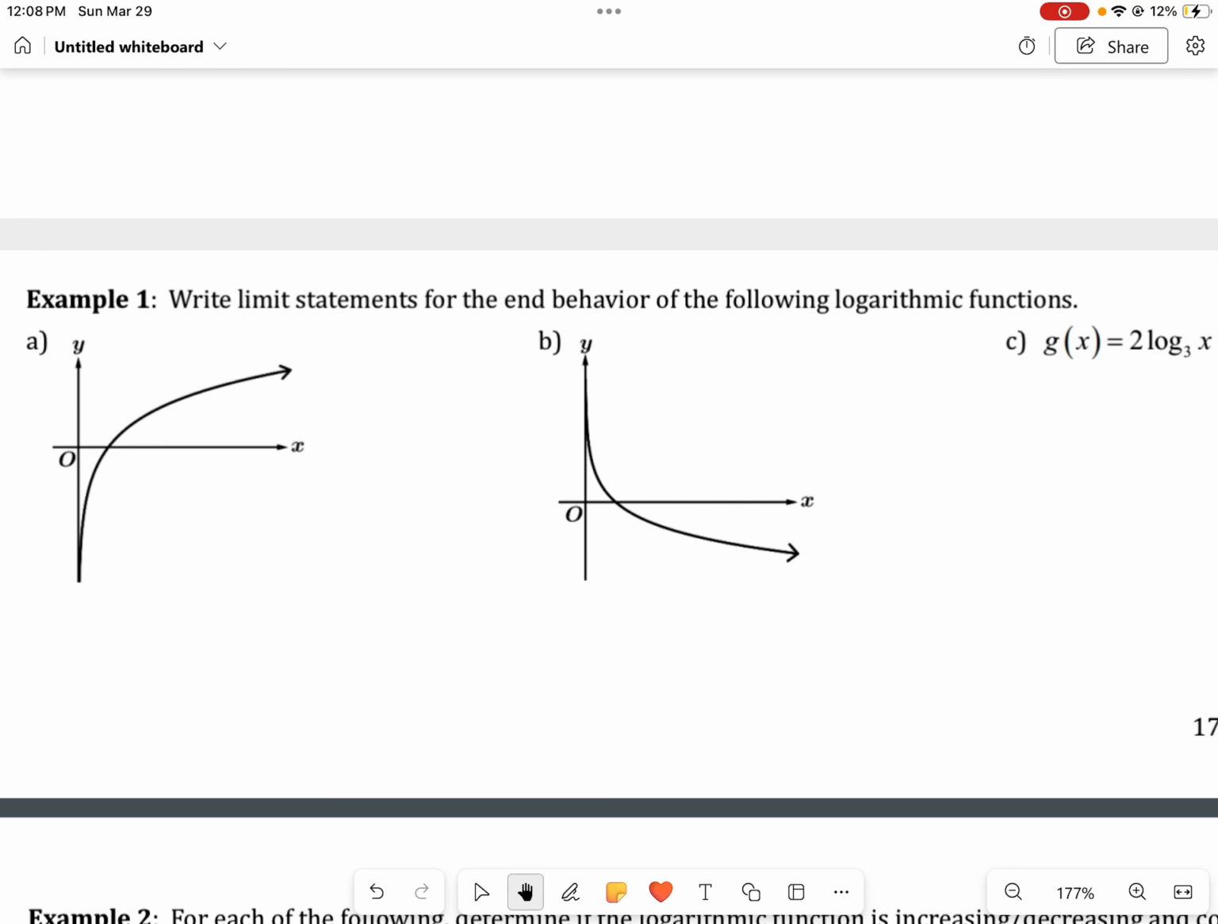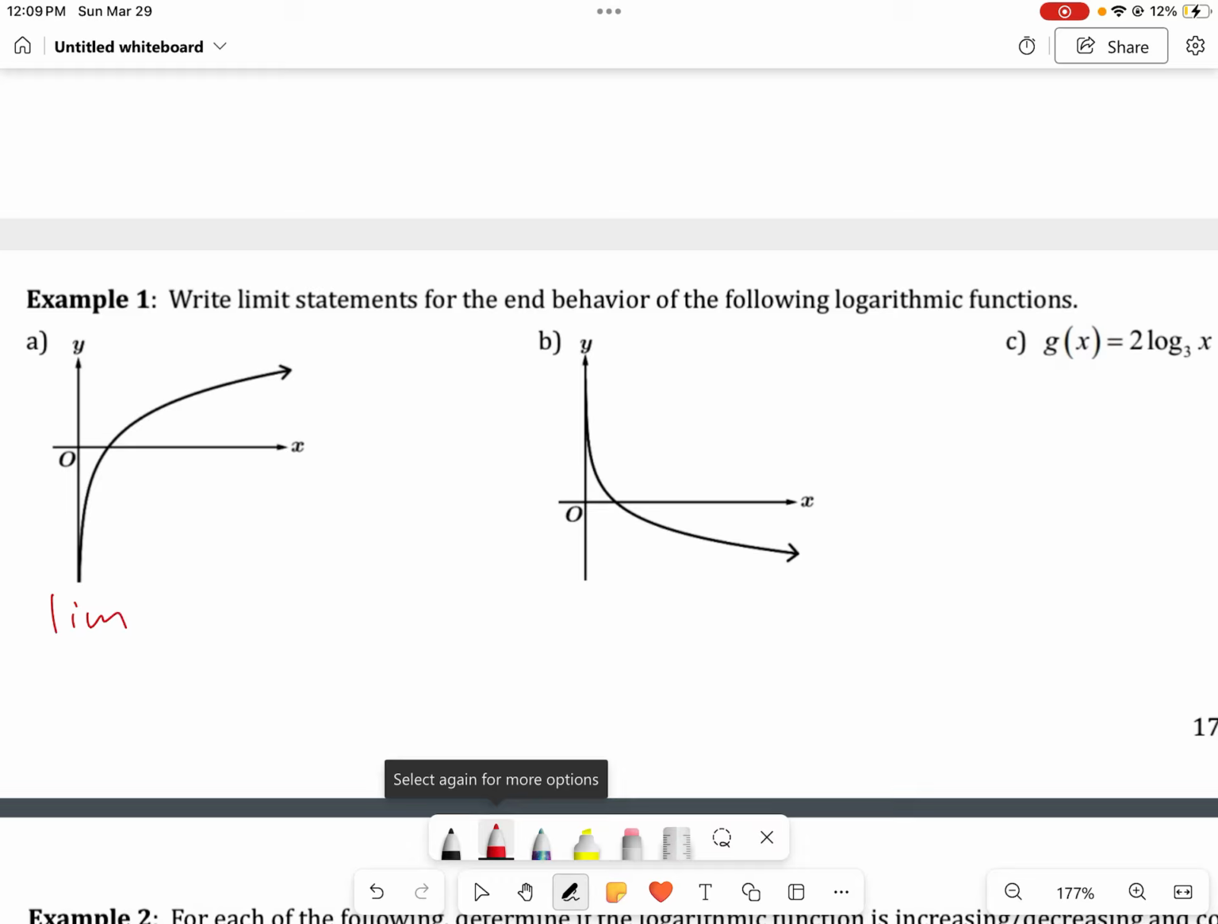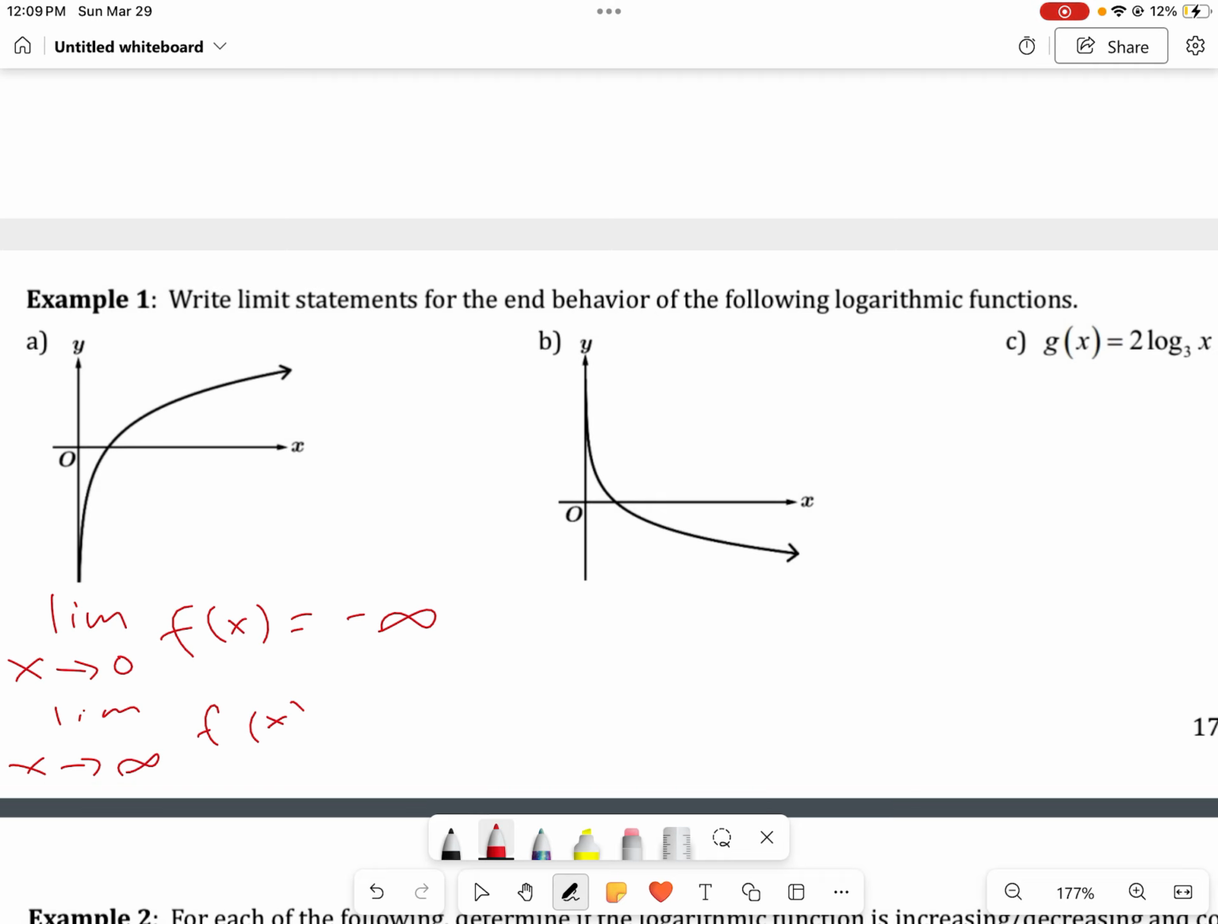Let's do these ones. It's asking: write the limit statement for the end behavior of the following functions. So the limit as x approaches, we don't go to negative infinity, we go to 0, of the function, we'll just call it f of x, and that's just going to be negative infinity. And as x approaches infinity, f of x is going to go to infinity.